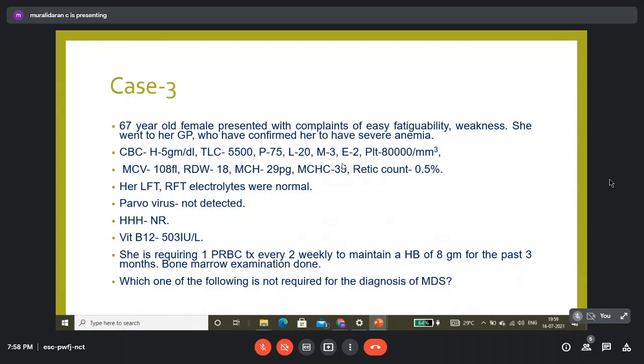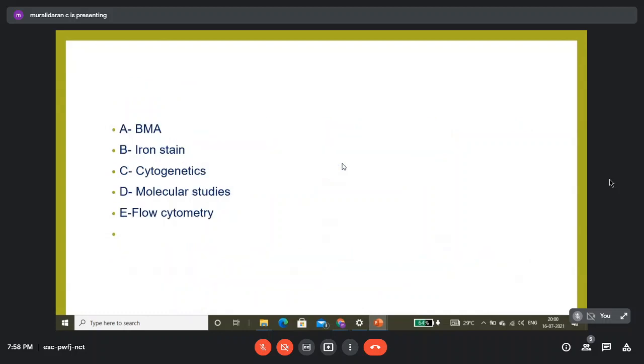She is also requiring multiple blood transfusions, every 2 weeks to maintain a Hb of 8 grams for the past 3 months. So I have done a bone marrow. What will you not expect? Because I am suspecting an MDS, an elderly patient with bicytopenia and features of an MDS, like requiring multiple blood transfusions. So I am considering an MDS and doing a bone marrow. So what investigations would I not require for diagnosis of an MDS?